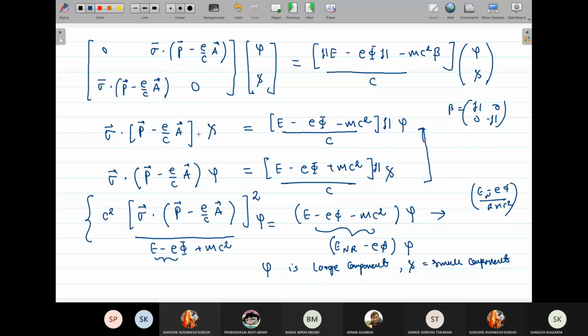Fine. So as far as the interpretation of phi and chi is concerned, at this moment I can say that phi is called the larger component and chi is called the smaller component, in the sense that chi is suppressed compared to phi by a factor of v squared by c squared.